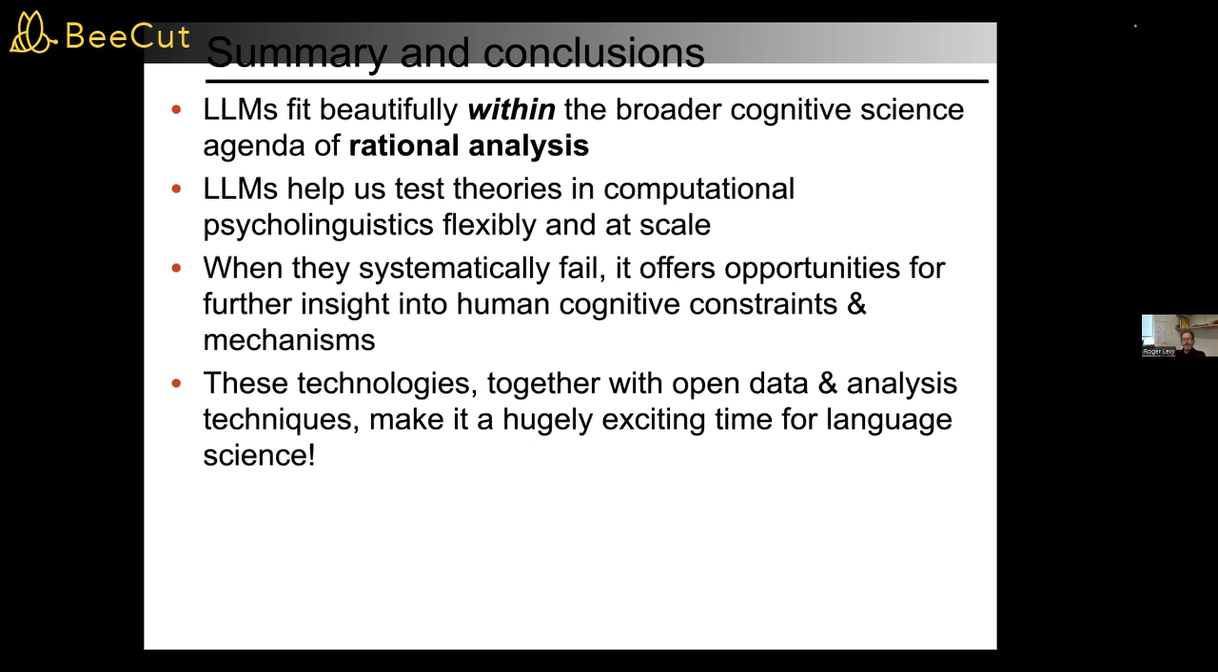Hopefully I've shown you that LLMs actually fit beautifully within this broader cognitive science agenda of rational analysis. They help us test theories in computational psycholinguistics flexibly and at scale. And when they systematically fail, be it fail at their own behavior, fail at actually processing in a human-like way, like assigning higher probability to a short ungrammatical sentence than to a long grammatical sentence, or to have superhuman processing behavior in things like center embedding, they actually offer opportunity for further insights into human cognitive constraints and mechanisms of grammatical knowledge. So these technologies, together with open data and analysis techniques, make it a hugely exciting time for language science.